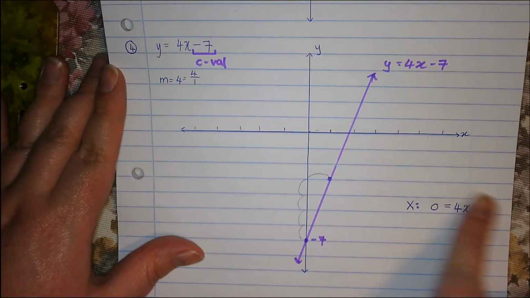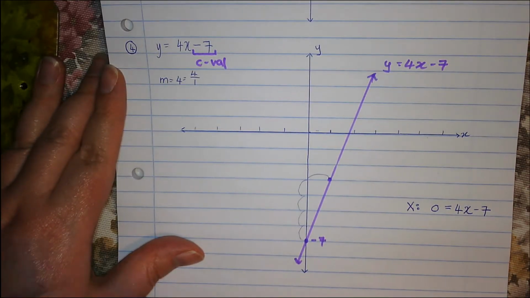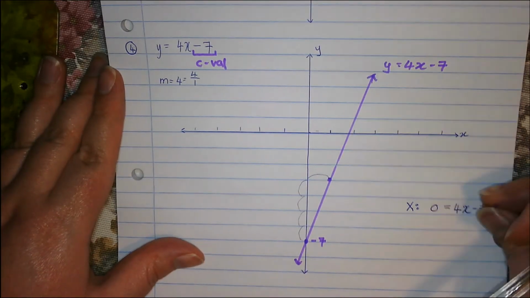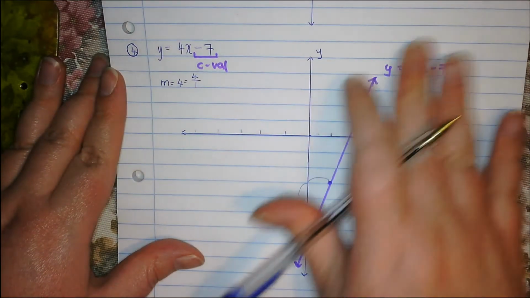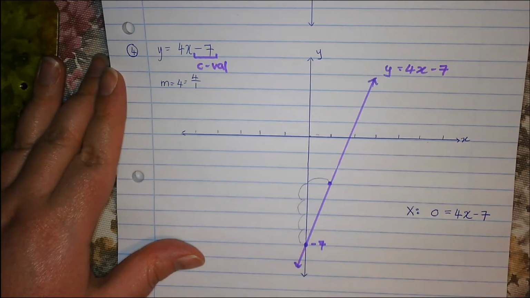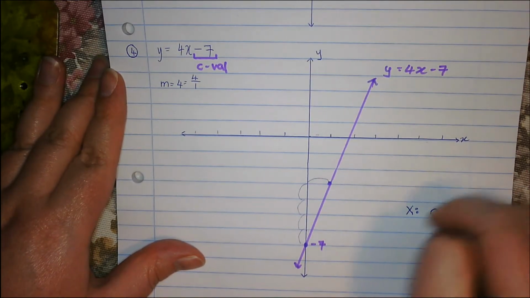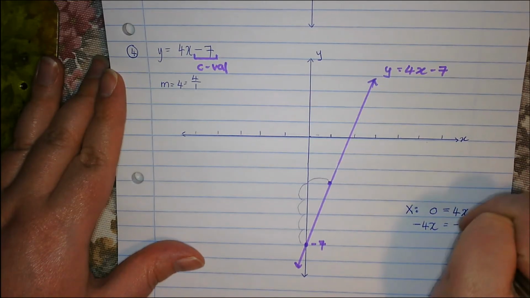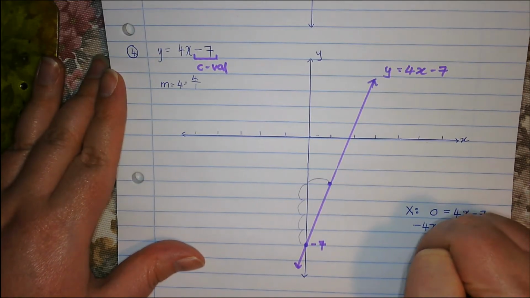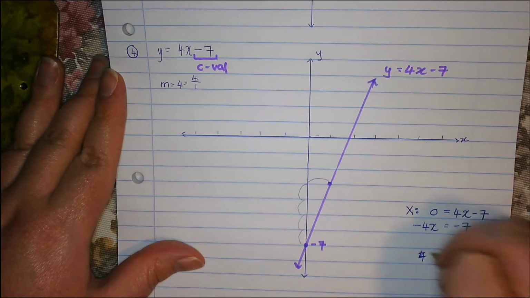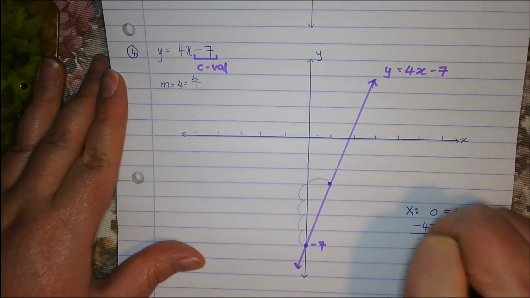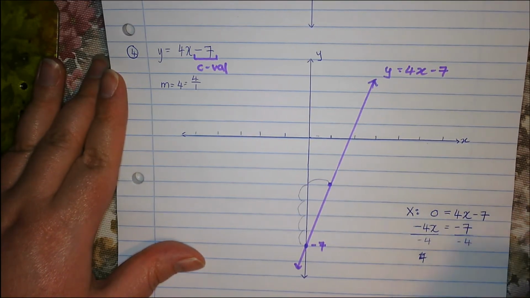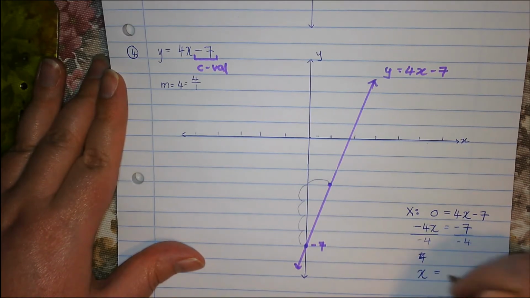By the way, you would do this underneath the sketch or far away from the sketch. The reason I'm doing it here is so that you can still see the line and my calculations. So I'm going to take the 4 over. That gives me negative 4x equal to negative 7. And I'm going to divide by -4 on both sides. Divide by -4, divide by -4. That gives me x equal to 7/4.